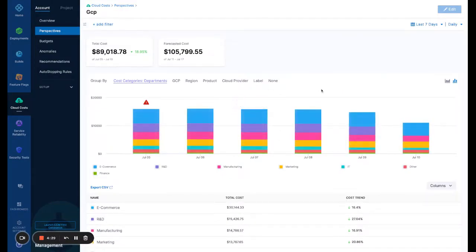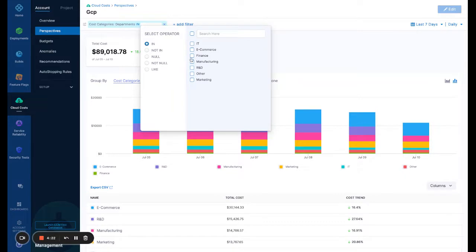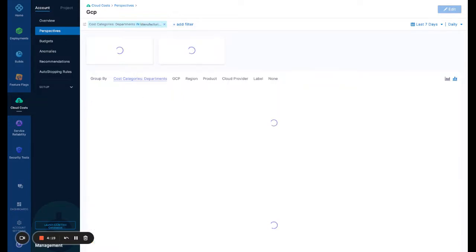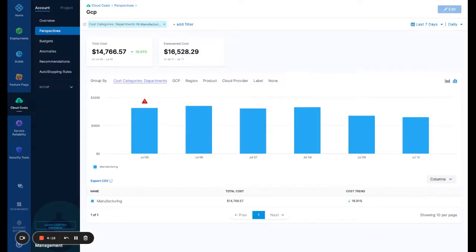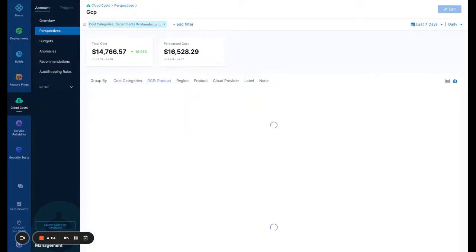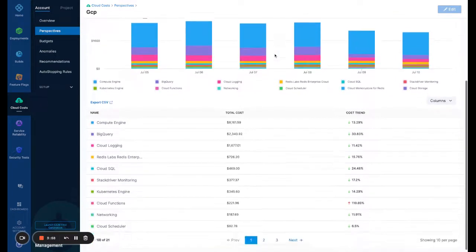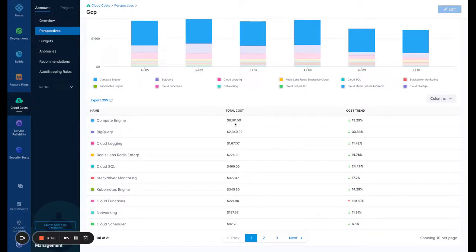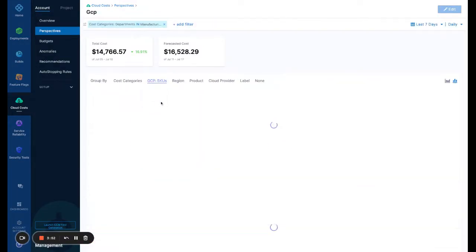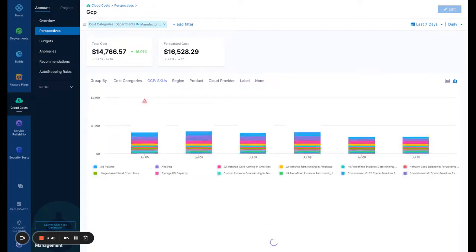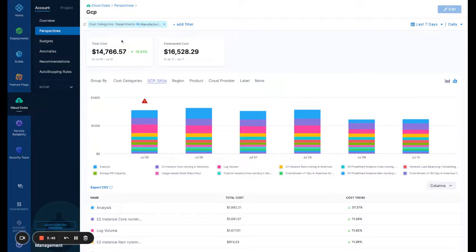departments. The second way that you can use cost categories is by adding a filter. So you can say cost category departments in, let's say, manufacturing. Now you're just looking at manufacturing's data, and you can see the breakdown of the manufacturing department's cost by different products. This becomes very powerful because you applied the filter of manufacturing, and you can now analyze where manufacturing is actually spending their money across products, projects, SKUs, regions, and so on and so forth. So you can apply a filter, you can slice and dice data.